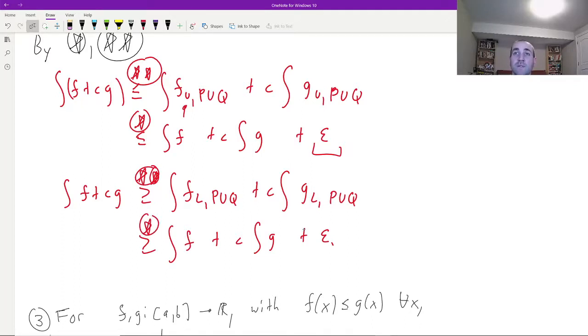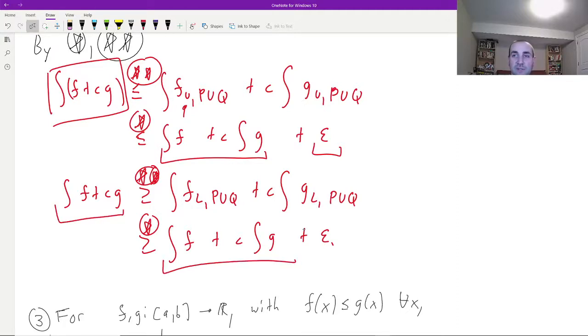Okay. When you've gotten this all out of the way, you'll notice that you have an upper bound on the integral of f plus cg in terms of the integral of f plus c times the integral of g, and a lower bound on the integral of f plus cg in terms of the integral of f plus c times the integral of g. One typo there, sorry, that should be, of course, minus epsilon. Okay, and when you put those together, you get the conclusion you want.